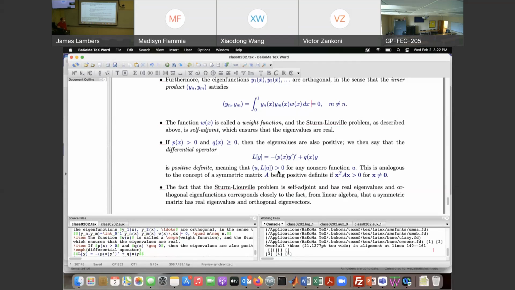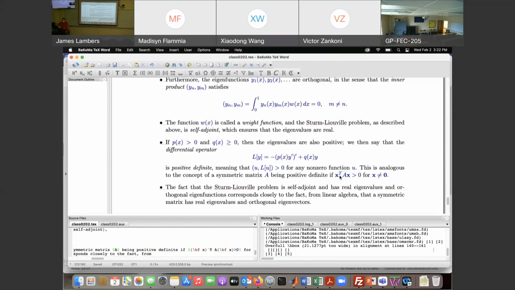There's an analog for this in linear algebra. If you have a matrix A that's symmetric and it satisfies this dot product of vector x and A times x, similar to the inner product of u with the differential operator applied to u, being strictly positive, we say the matrix is positive definite. So this notion of a matrix being positive definite corresponds closely to the notion of a differential operator being positive definite. In the language of linear operators, it's exactly the same concept, applied to two very different vector spaces.